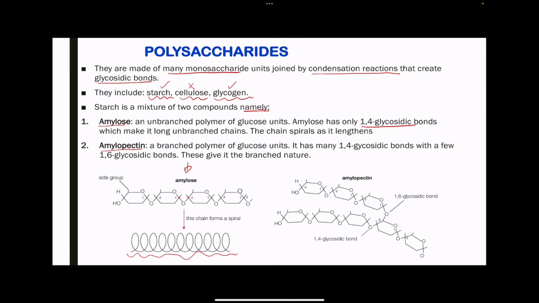In amylopectin, a branched polymer of glucose units is going to be formed. It contains many 1,4-glycosidic bonds and a few 1,6-glycosidic bonds. So this results in something that is going to be branched, as we can see here. In amylopectin, we're going to see these 1,4, 1,4, 1,4, and then we have some 1,6-glycosidic bonds that occur occasionally, creating a structure that is going to be branched.